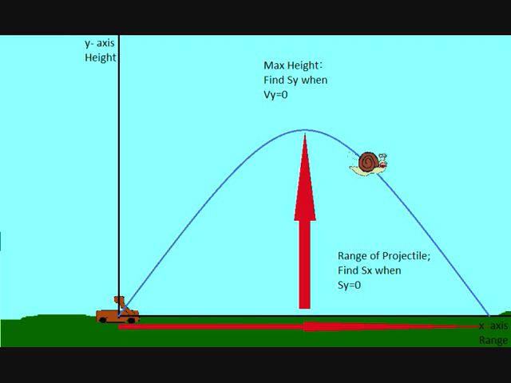The range follows a similar method. We know that a projectile is on the ground at two moments, at the start before it is launched, and at the end when it hits the ground again. We can find the range by setting sy equal to 0 to find the time, and then subbing this time value into sx.